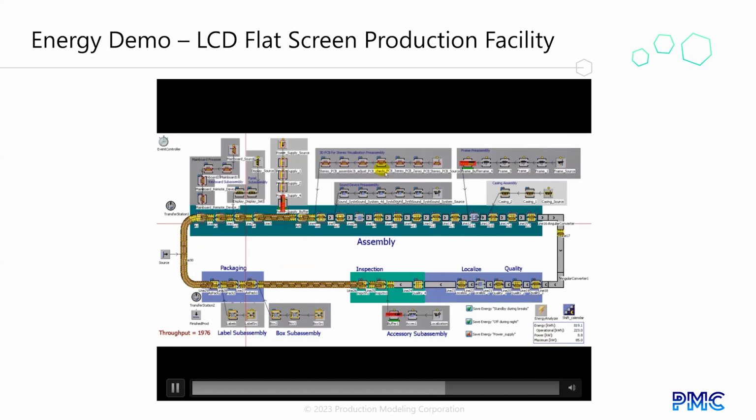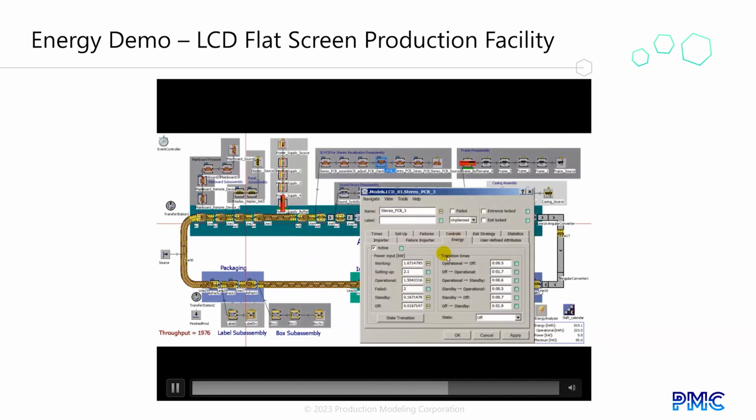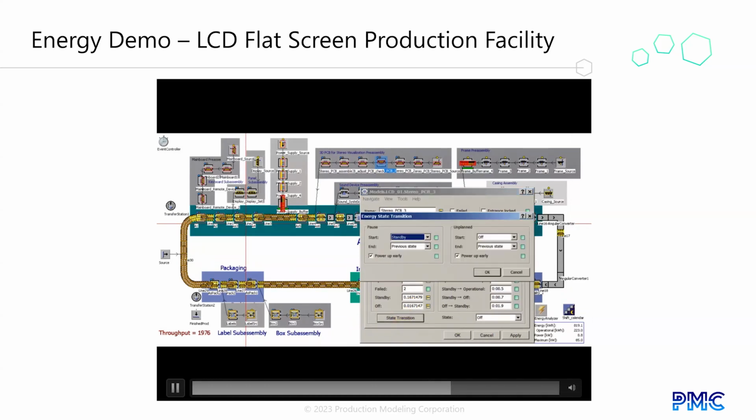The secret behind modeling these energy-saving measures is the State Transitions button on the Energy tab for our station and conveyor objects. The left side tells PlantSim what to do at the start and end of a pause or break within a shift. Here, standby is specified. The right side tells PlantSim what to do at the start and end of unplanned or off-shift time between shifts. Here, off state is specified.